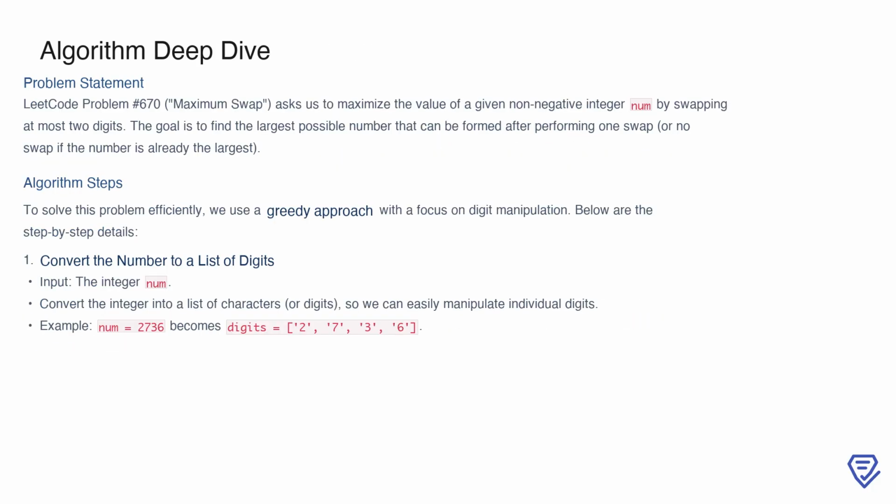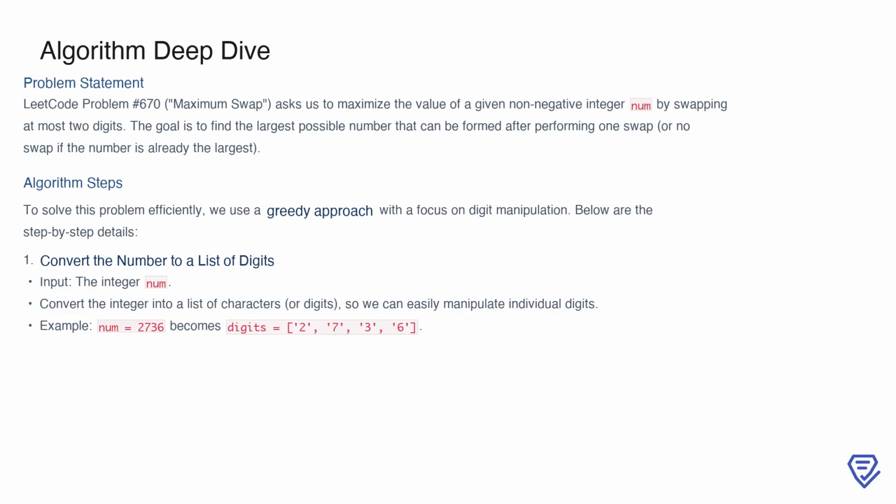The maximum swap problem challenges us to create the largest possible number by swapping at most 2 digits in a given non-negative integer. Our goal is to determine the maximum value achievable after such an operation. To solve this efficiently, we use a greedy approach that focuses on digit manipulation.